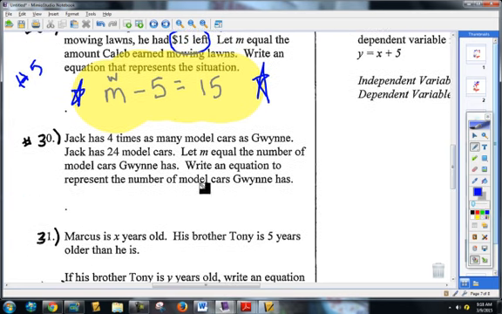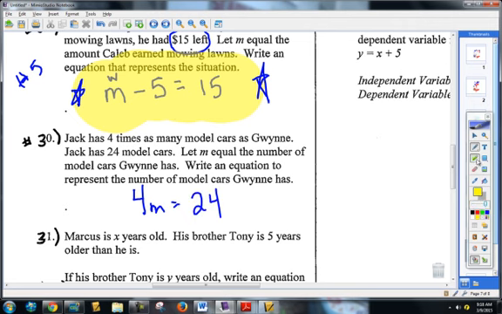Okay, next one. Jack has 4 times as many model cars as Gwen. Jack has 24 model cars. Let M equal the number of model cars Gwen has. Write an equation to represent this. So we know that Jack has 4 times the amount Gwen has. So we're going to do 4M equaling 24.